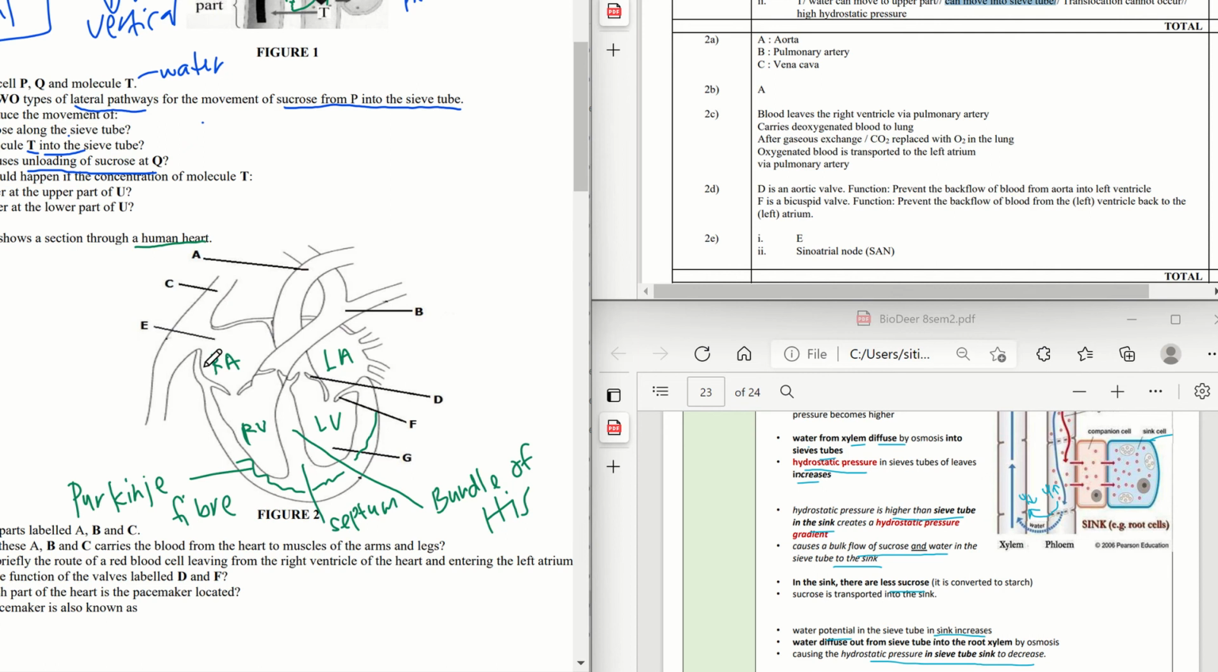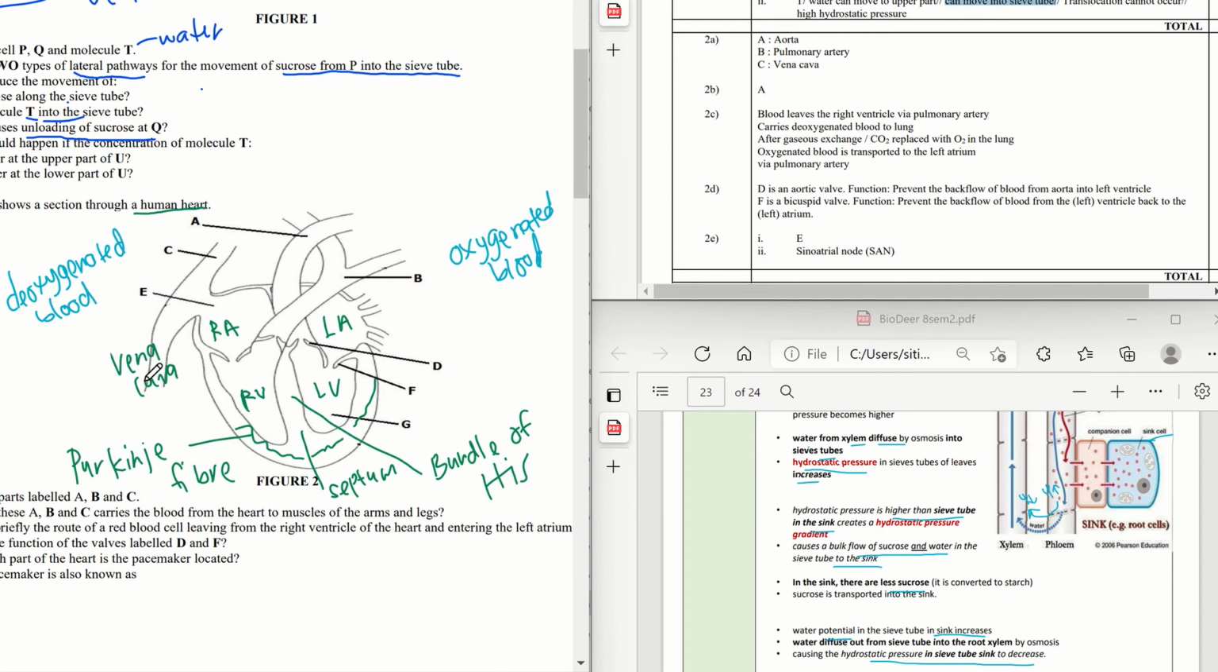Saya tahu yang dua ni dia masuk ke dalam right atria. Ini apa? Vena cava. So vena cava from the body into right atria. Daripada left ventricle dia carry oxygenated blood. So bahagian left ini semua ada oxygenated blood. Bahagian right ada deoxygenated blood.